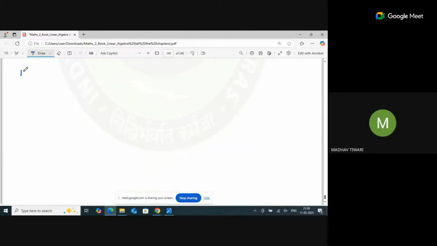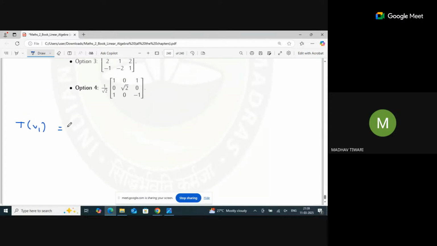I have a basis. Suppose my basis is orthonormal. Suppose I have a vector, any vector. If I find V1's transformation, it will be some vector, suppose W1. The transformation of V2 is W2, and the transformation of V3 is W3.